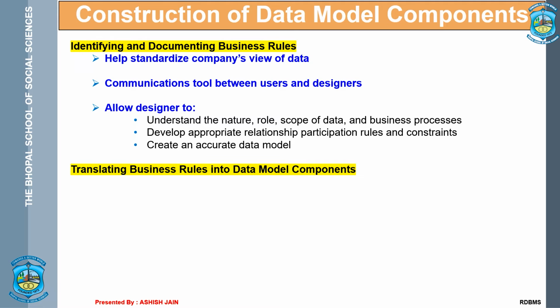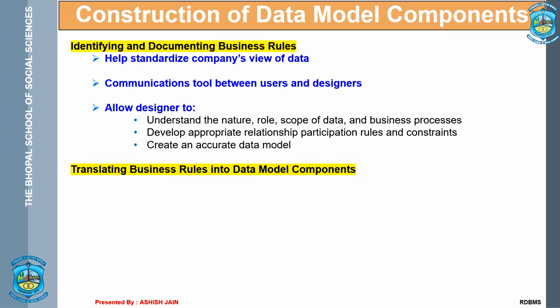First, we will analyze this. Then, how communication will take place between the user and designer. This is very important so that users, the ultimate users of those products, can brief the designers on what they want. It also allows the designers to understand the nature, the role, the scope of data, and also the various business processes that are required to be managed. It also helps to develop appropriate relationship participation rules and constraints based upon the requirements, and finally create an accurate data model so that all the requirements of the company are fulfilled.